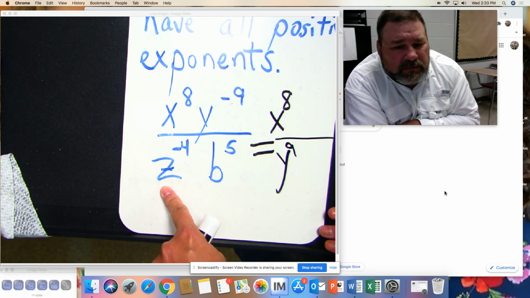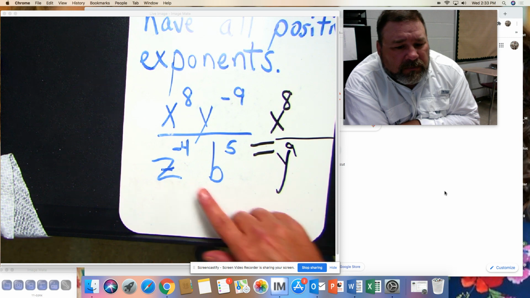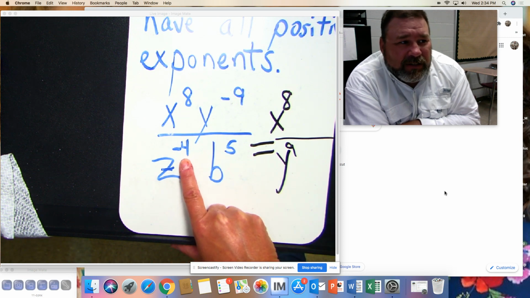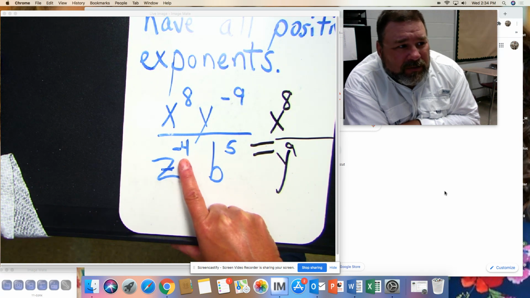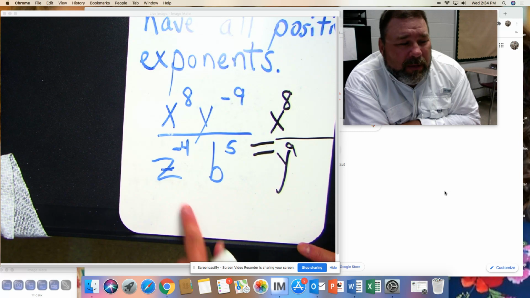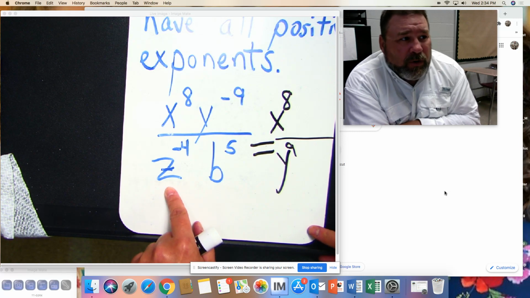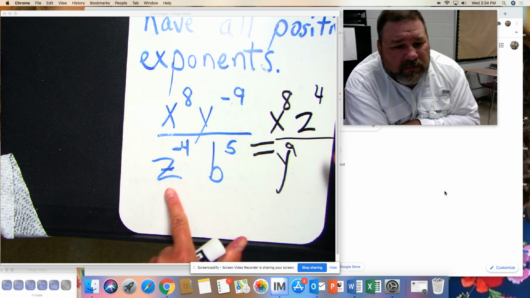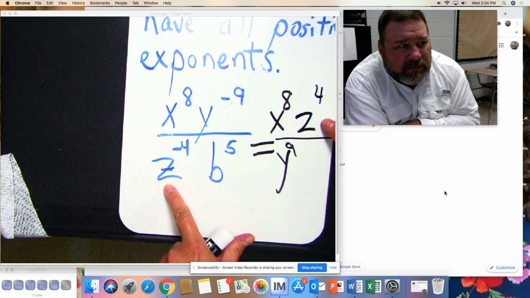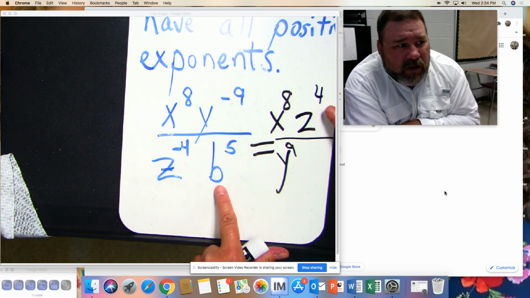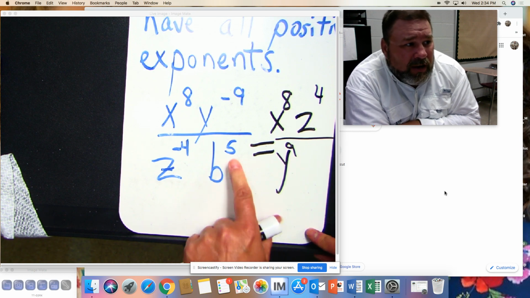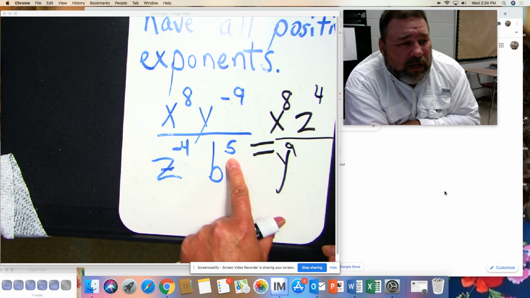Now, Z already lives downstairs, and he's raised to the -4 exponent. Z's looking pretty negative. We got to make him positive. So what would make him happy if he lived downstairs? Well, the only way to make him happy, positive, is to move him upstairs. So as soon as he moves, the base stays the same. It's the same person, but now he's happy where he lives. Now, what about the B? Well, the B looks happy. It's positive, so it's okay to stay where it is.